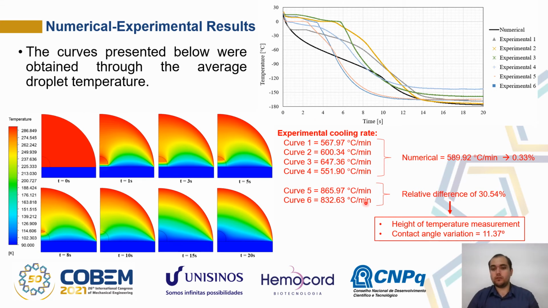And in relation to the cooling rate, we found a good agreement between curves 1 to 4 and the numerical results, with a relative difference around 0.33%, but for curves 5 and 6, we found a big difference, more than 30%. And we can explain this because of the height of the temperature measurement and the contact angle variation. In this case, we found more than 11 degrees.